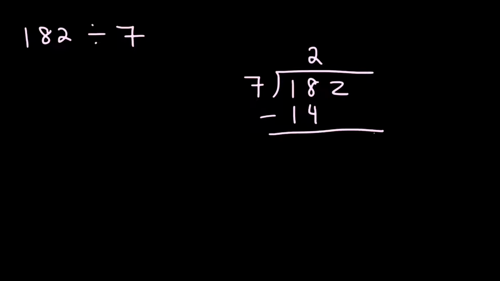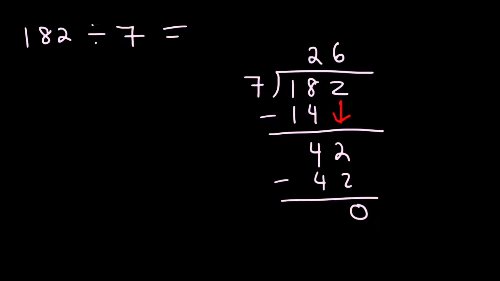Next, let's subtract 18 by 14. 18 minus 14 is 4. And then we're going to bring down the 2. So how many times does 7 go into 42? So hopefully you know your multiplication tables. 7 times 6 is 42, which leaves a remainder of 0. So 182 divided by 7 is 26.